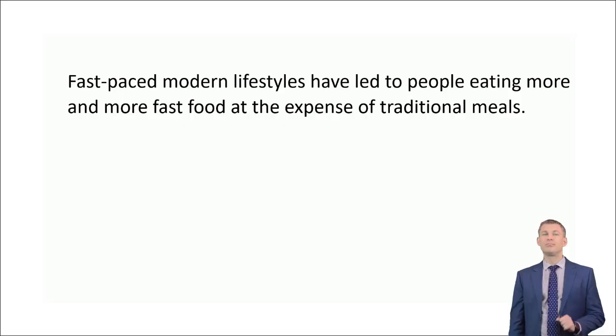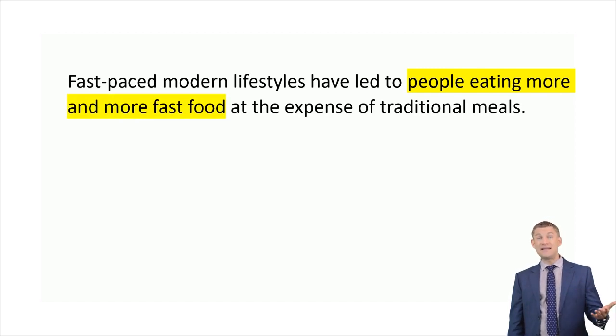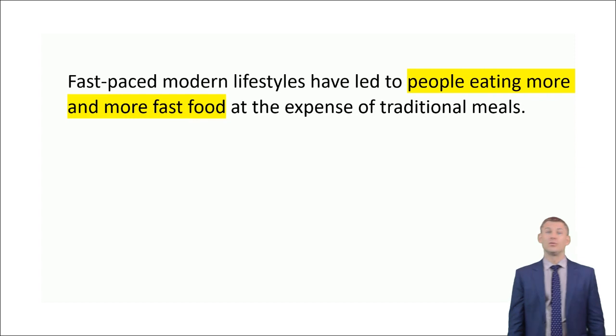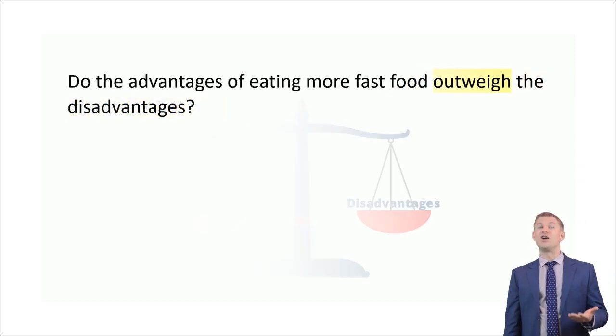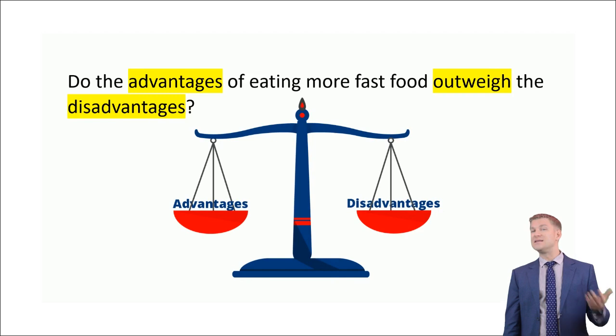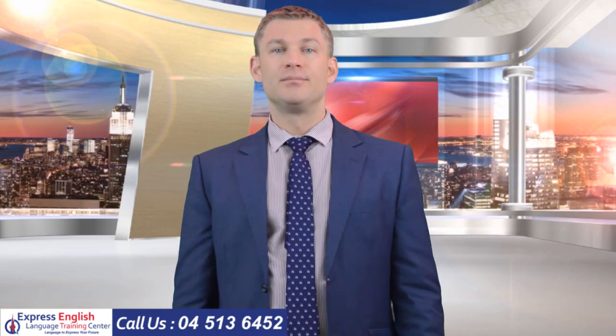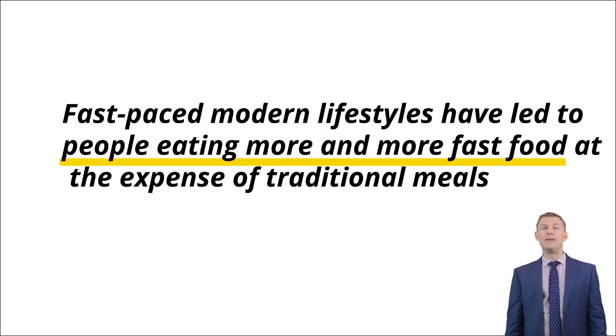To begin with, we should read the question carefully. Fast-paced modern lifestyles have led to people eating more and more fast food at the expense of traditional meals. Do the advantages of eating more fast food outweigh the disadvantages? So, after reading the question, the first thing you should do is underline the few words that give us the topic. We call this topic sentence the general statement. People eating more and more fast food.